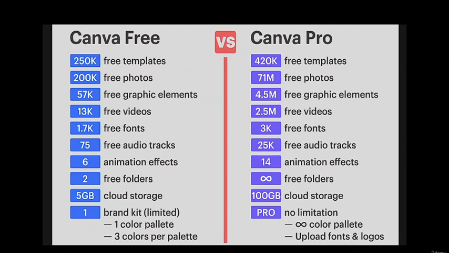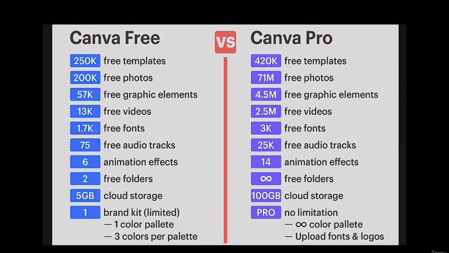Here in the Canva free version you'll get 250,000 free templates, but in Canva Pro you'll get 420,000, which is almost double of the free Canva one. And here you'll get only 200K free photos, but here you will get 71 million. Just think, when you're designing and you're getting access to 71 million free photos, which you can use in your design, such a blessing when you have this Canva Pro version if you're working on graphic designing on a regular basis. And here you'll get only 57K free graphic elements, but in Canva Pro 4.5 million free graphic elements. And here you'll get access to 13K free videos, but in Canva Pro 2.5 million free videos.